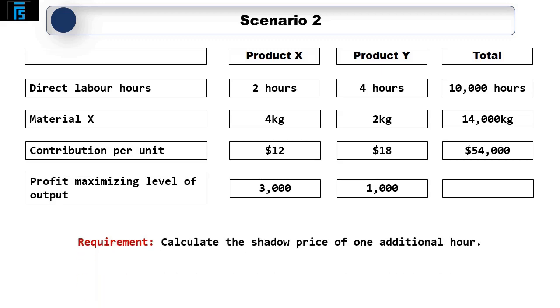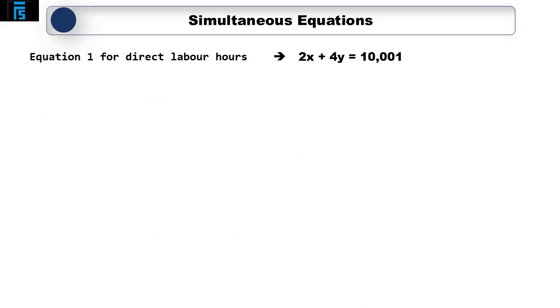Using this information, we need to calculate the shadow price of one additional hour, i.e., what is the contribution that the company will make if they receive one additional unit of labor. Therefore, we need to calculate the contribution using simultaneous equations as if one extra labor hour were available as follows. Equation 1 for labor hours would be 2x plus 4y equal to 10,001, 10,000 plus the additional hour.